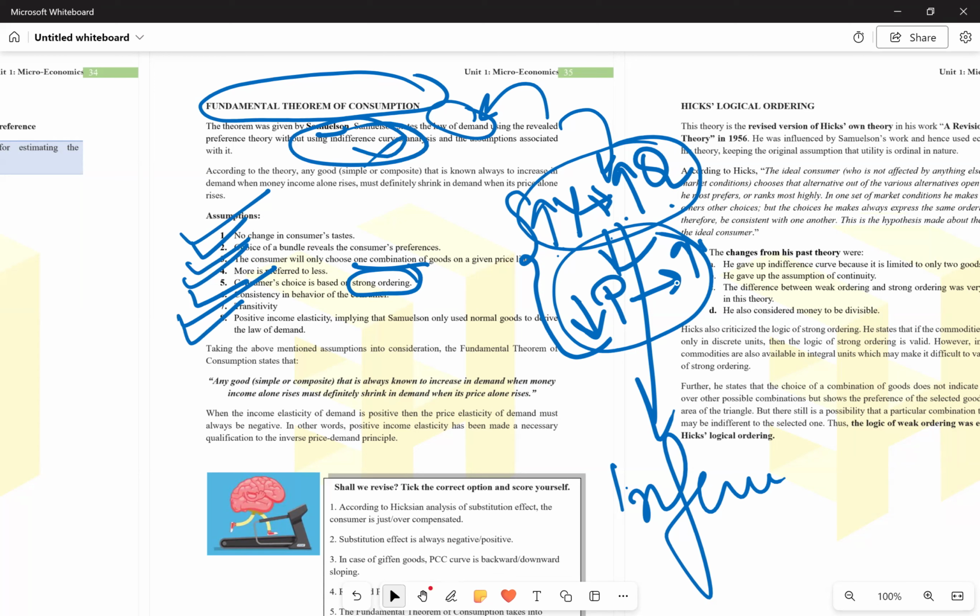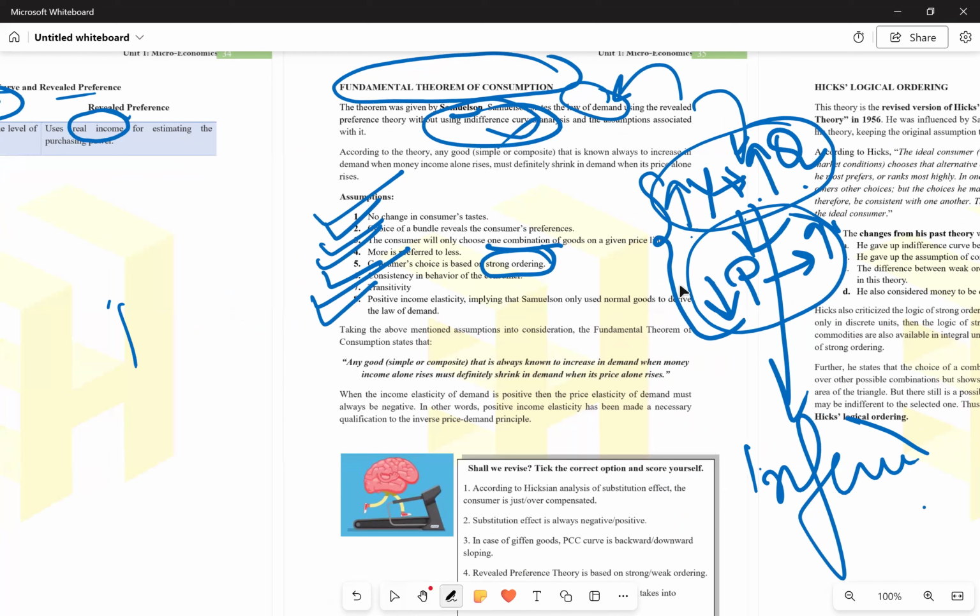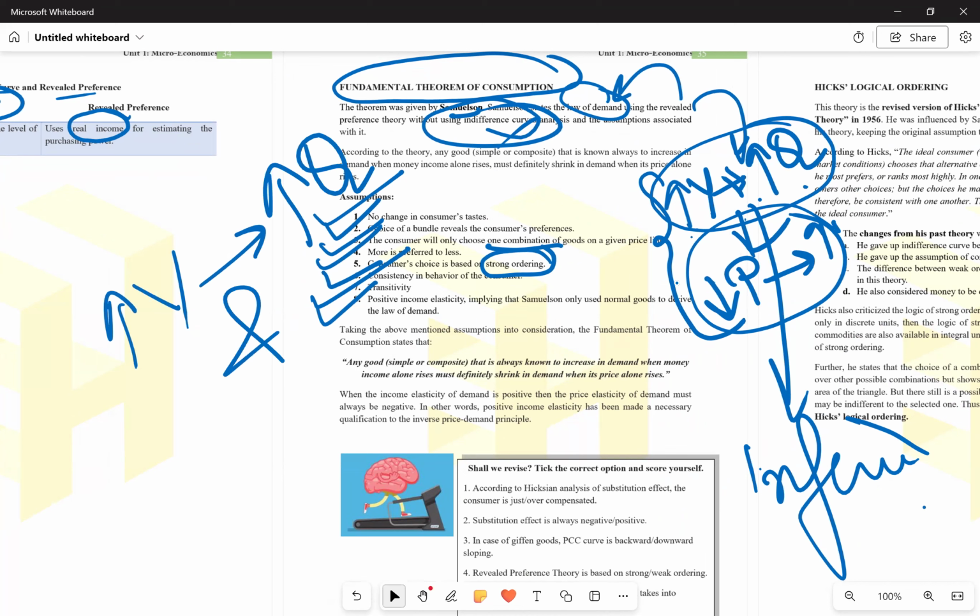Right? When he was talking about the budget line, he did not make any such clear-cut demarcation between normal goods and inferior goods. But in his fundamental theorem of consumption, one very important change was that he has made a classification between a normal and an inferior good. So a normal good, according to him, would always show a positive relationship between income and quantity demanded, and a negative relationship between price and quantity demanded.